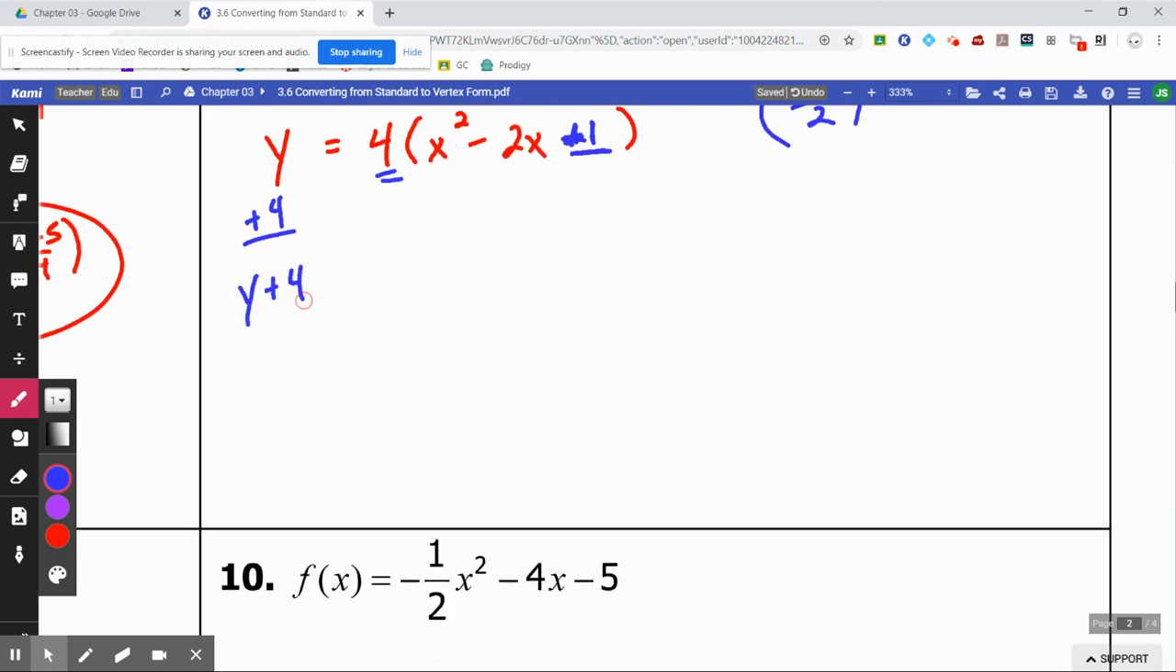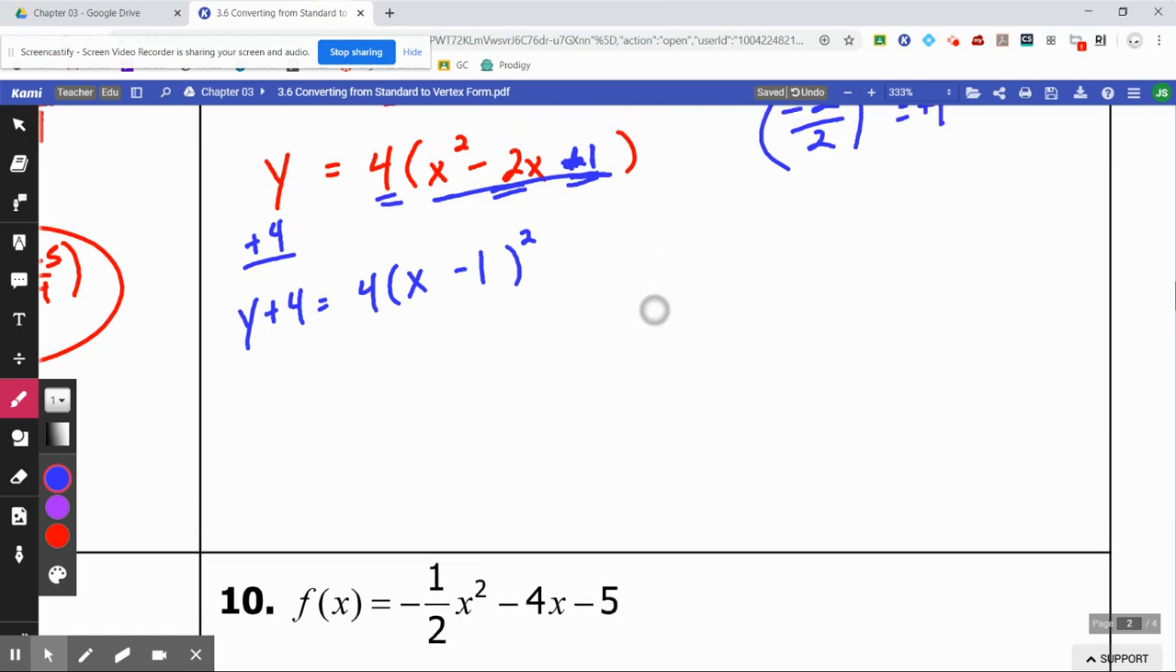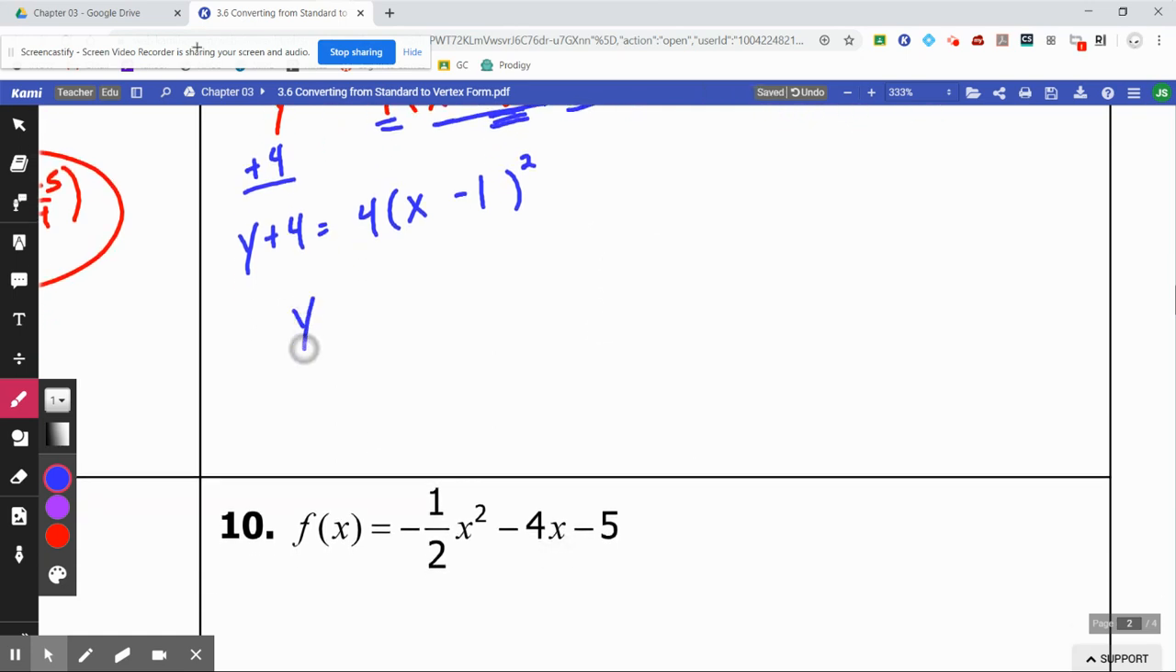You now have y plus 4 equals 4 parentheses. You completed the square, so that should be a perfect square trinomial. X times x gives you x squared. What adds to give you negative 2, multiplies to give you positive 1? Again, it is simply half of this. Move the 4 back over and you're finished.